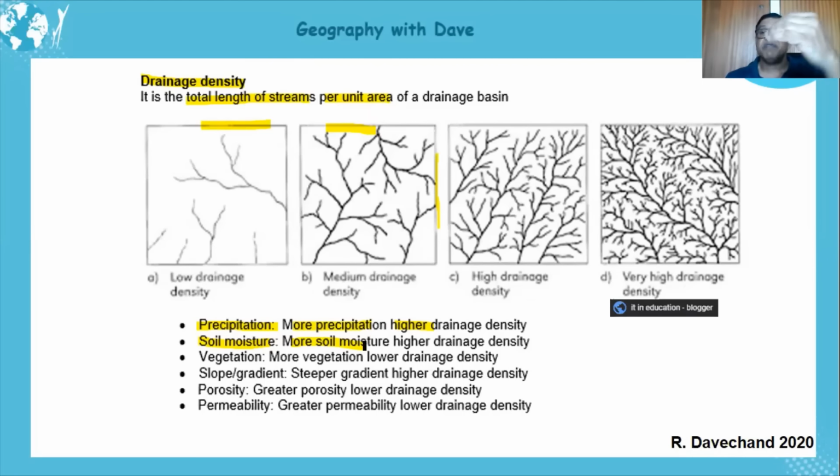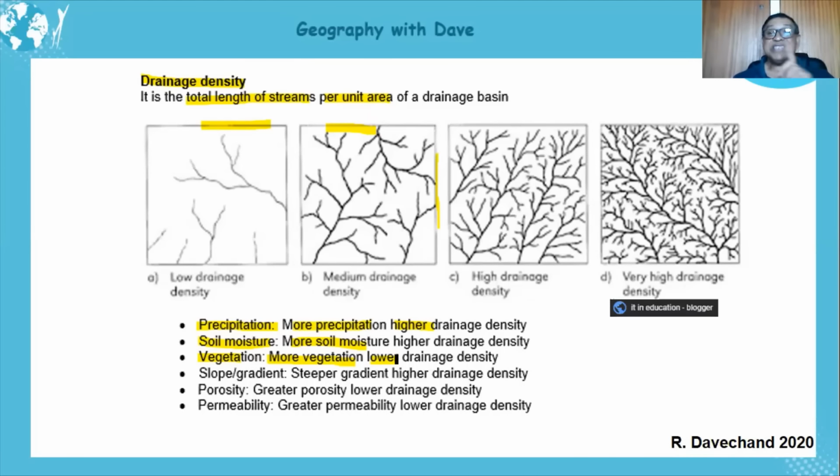It will flow on the surface and cut more channels. I'm just putting it in brief here. Of course, you have to explain it in more detail if these things come out. Vegetation, all right? If there's more vegetation, lower drainage density. You need to ask yourself, why? Because if there's more vegetation, it will slow down the flow of water, and when water slows down, it will allow for more infiltration, less water on the surface, less channels cut.